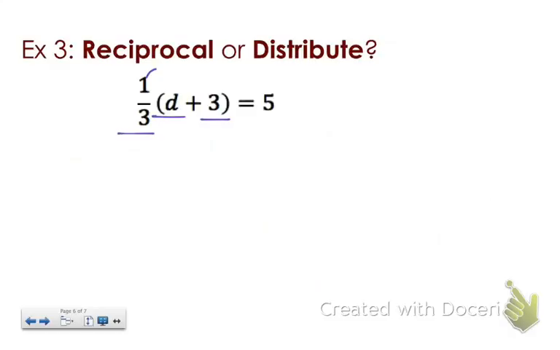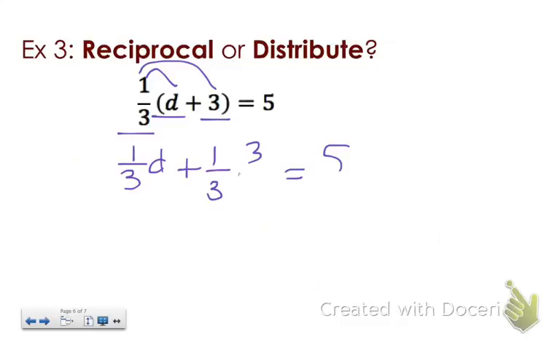Alright, so in this case, 3 is going to go nicely with 1 and 3. So we're going to go ahead and distribute. So we get 1/3 times d plus 1/3 times 3 equals 5. And that just becomes d over 3 plus 1, since the 3 over 1, those end up canceling, equals 5.